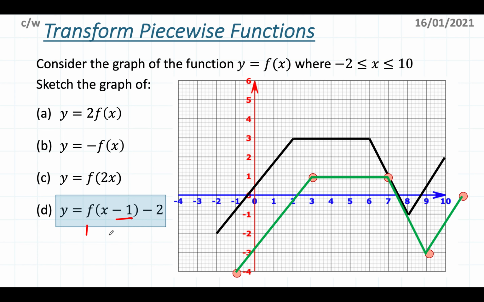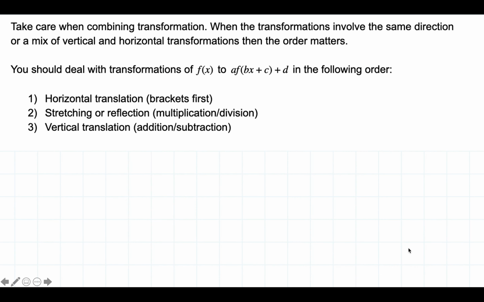Another way to write this, just to note, is in matrix form or vector form. So you're going to move along the x-axis by 1, and you're going to move it down by 2. That's another way to describe the transformation you're going to go through. So if you have a combination of transformations, the order really matters.